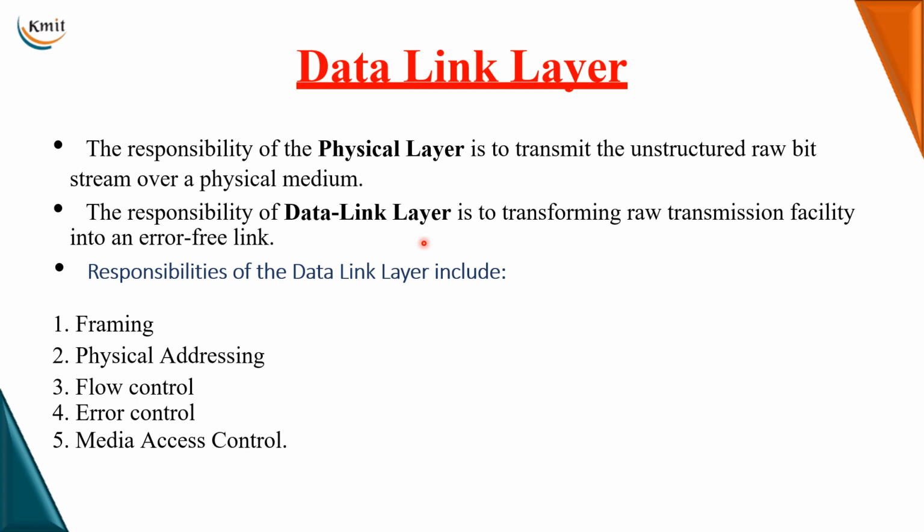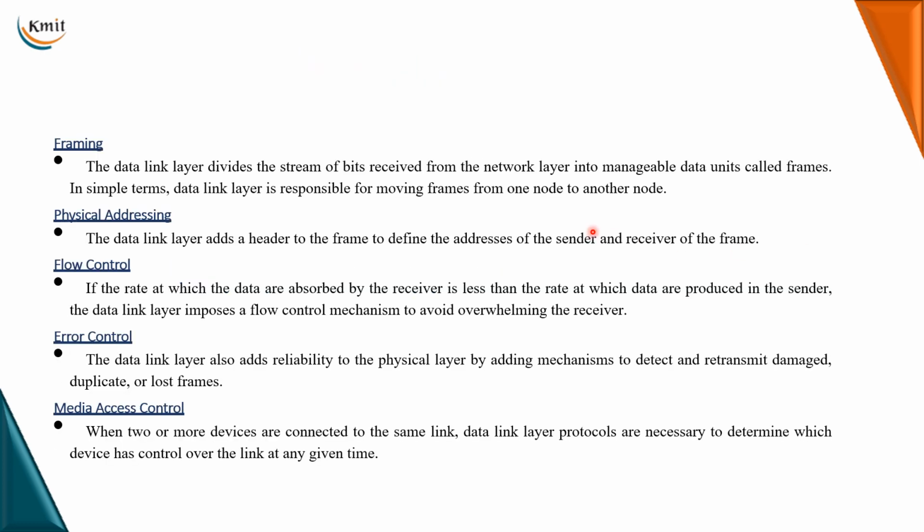A data link layer is responsible for transforming the raw transmission facility into an error-free link. So majorly the responsibilities of data link layer include framing, physical addressing, flow control, error control and media access control. What is framing? Framing is that the data link layer divides the bit stream into manageable data units called frames. So it is called as framing.